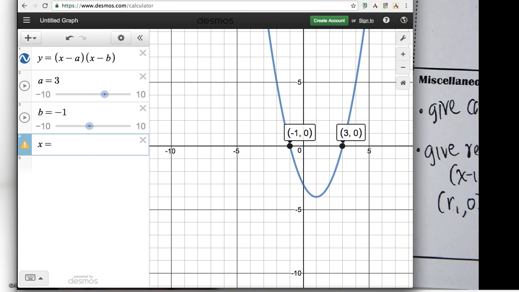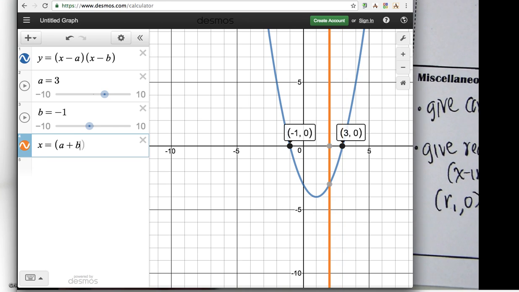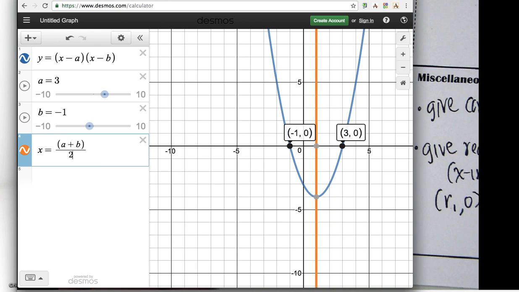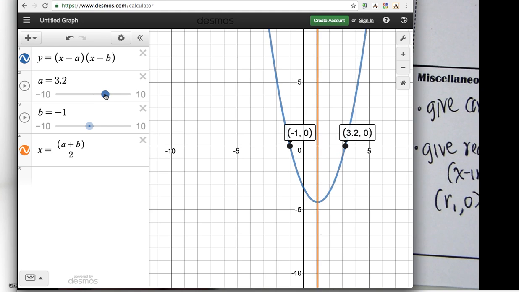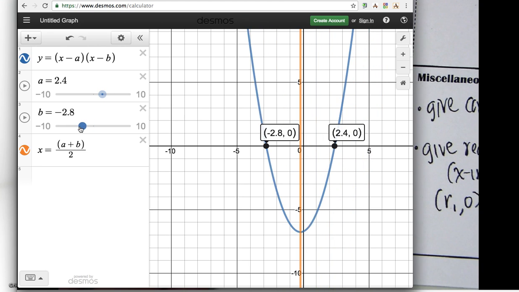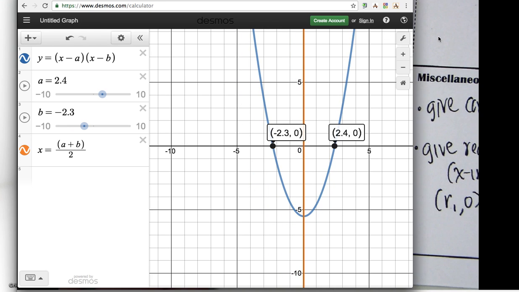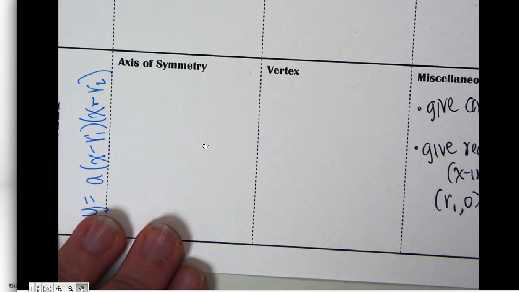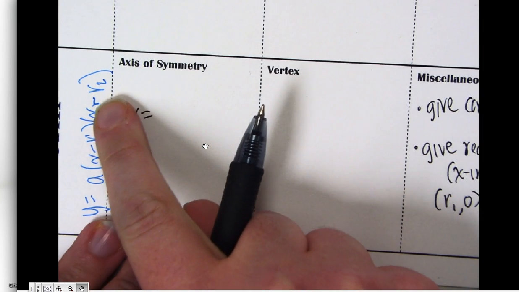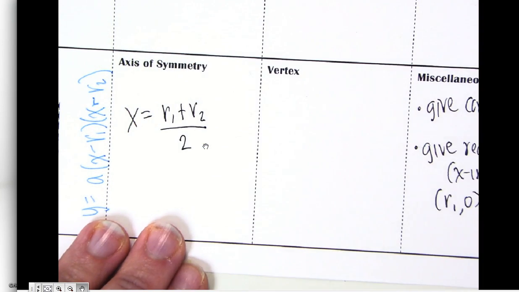So let's try showing that. X would be a quantity, a plus b, and we divide that by 2. So what we're doing is finding the average of a and b. And as I move a, notice that the axis of symmetry is going to move. And then as I move b, the axis of symmetry will move. So our axis of symmetry can be found by taking the average of the two roots: r1 plus r2, divided by 2.